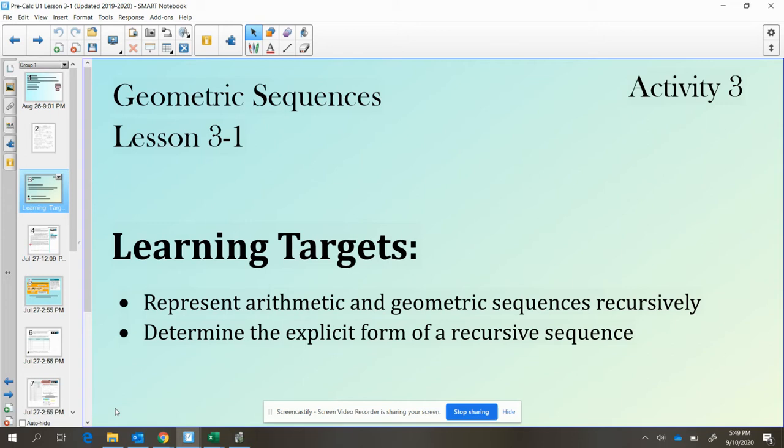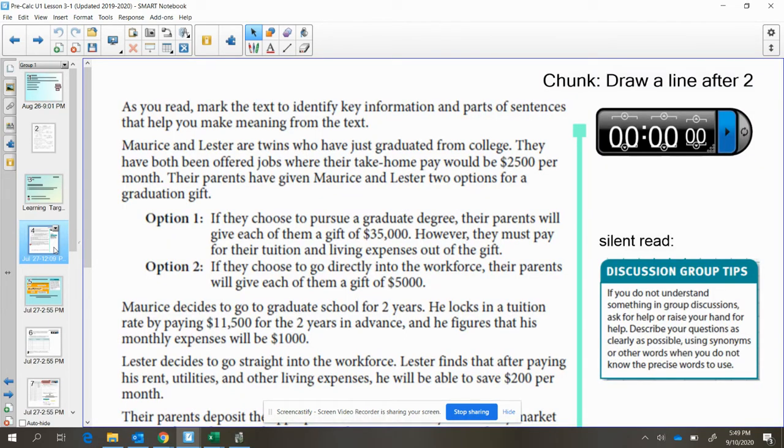So we're going to talk about their usefulness in non-geometric or arithmetic situations, and then how to express geometric and arithmetic sequences recursively. That's a little bit of what we're going to talk about in 3.2.